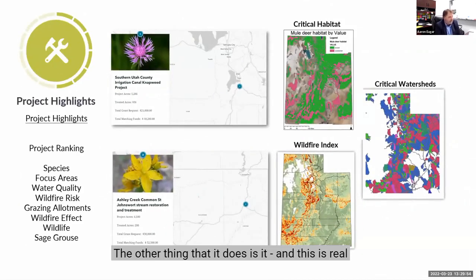The other thing that it does, and this is real important, is that when we have all of those data points, it allows us to pull all of our state indexes. So our indexes are water quality, wildfire risk, grazing allotment. We have wildlife, and then sage grouse.